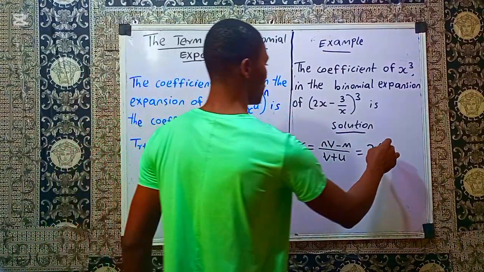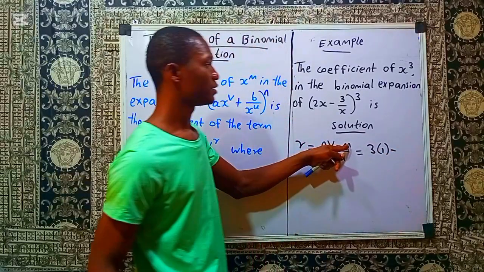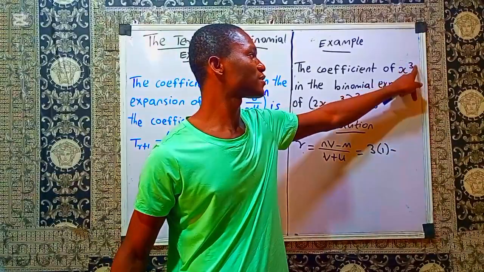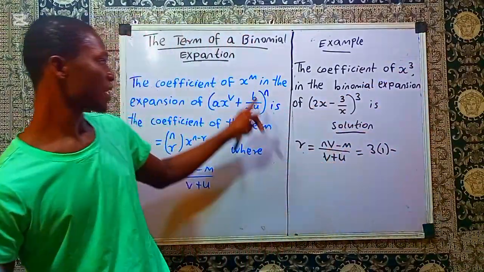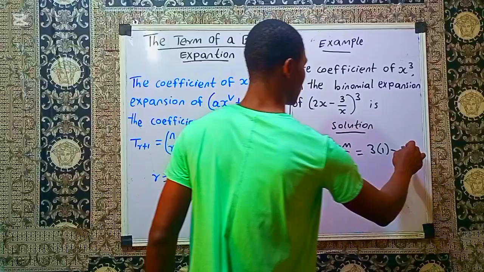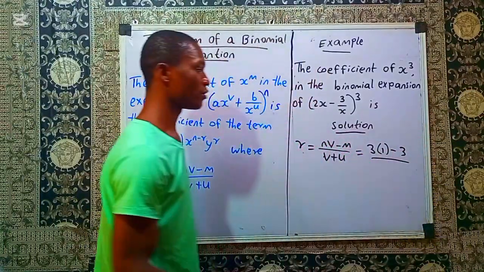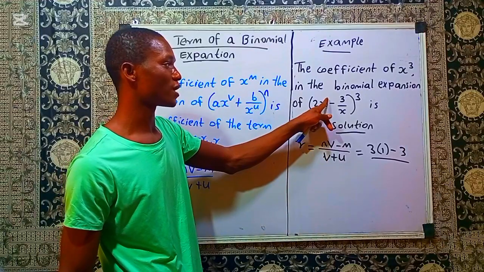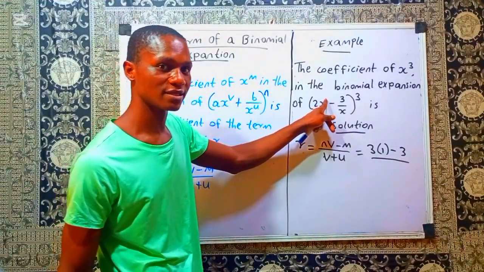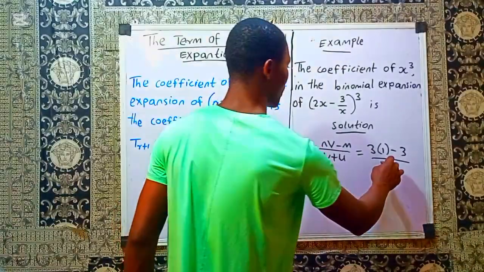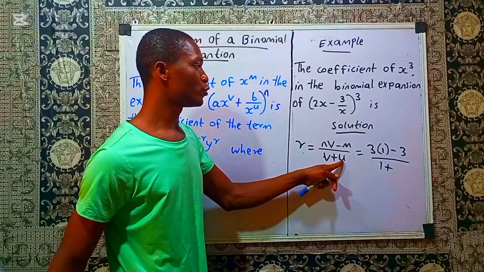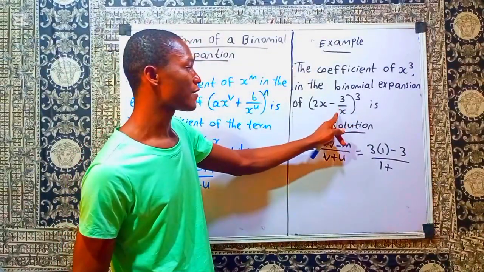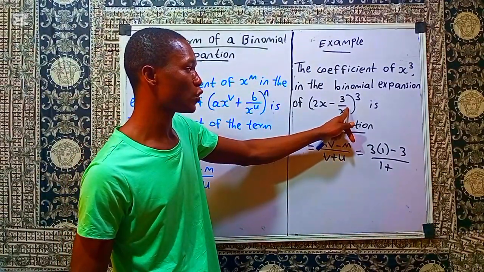Then minus m. We are looking for the coefficient of x raised to power 3. So this index of x here, 3, is your m, as we have it here. So we have 3, all divided by, in the first quantity inside the bracket we calculated v to be what? 1. That is the index of x in the first quantity inside the bracket. So we have 1 plus u. u is the index of x in the second quantity inside the bracket below. So we have x below here. What is the index here below? 1.